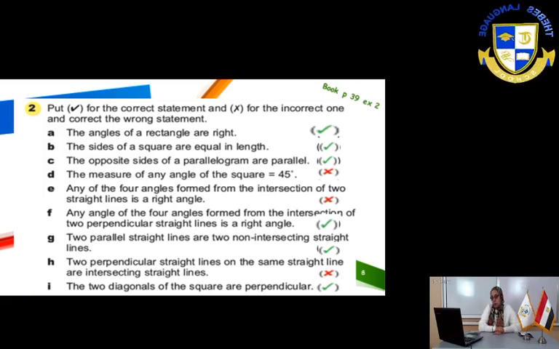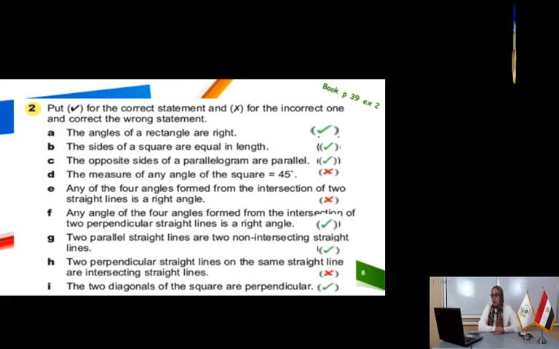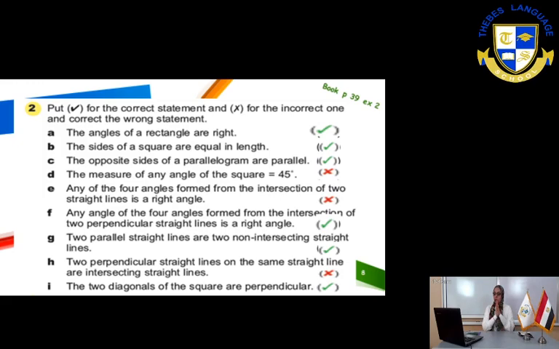Number F, any angle of the four angles formed from the intersection of two perpendicular straight lines is a right angle. Yes, right, because perpendicular straight lines form four right angles. Number G. Two parallel straight lines are two non-intersecting straight lines. Two parallel straight lines never intersect. Are two non-intersecting? Yes, non-intersecting, never intersect. So this statement is right, correct.